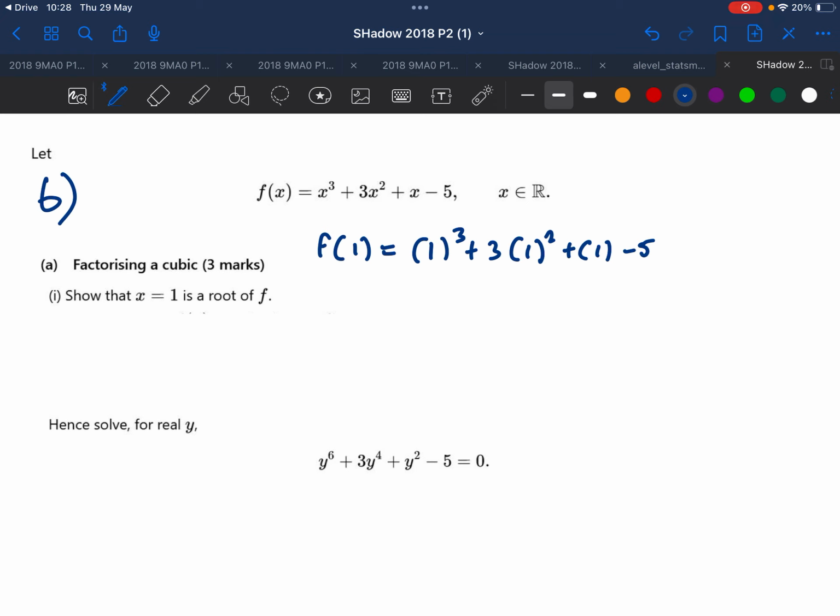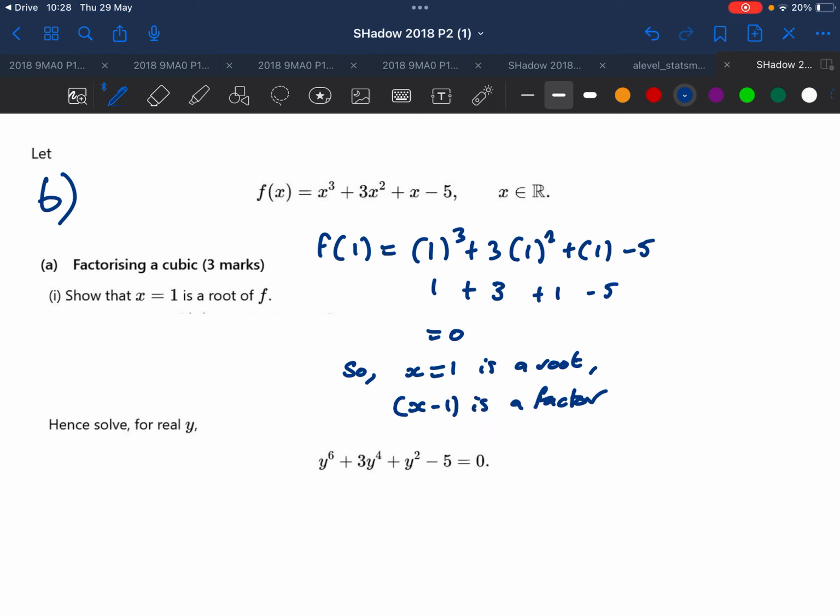So 1's very nice, isn't it? Because these things will just turn into 1's. And you can see it's equal to 0, and then we write a short conclusion. So x equals 1 is a root. And where's this question going? Hence solve. So while I'm here, I'm also going to write, so x minus 1 is a factor.